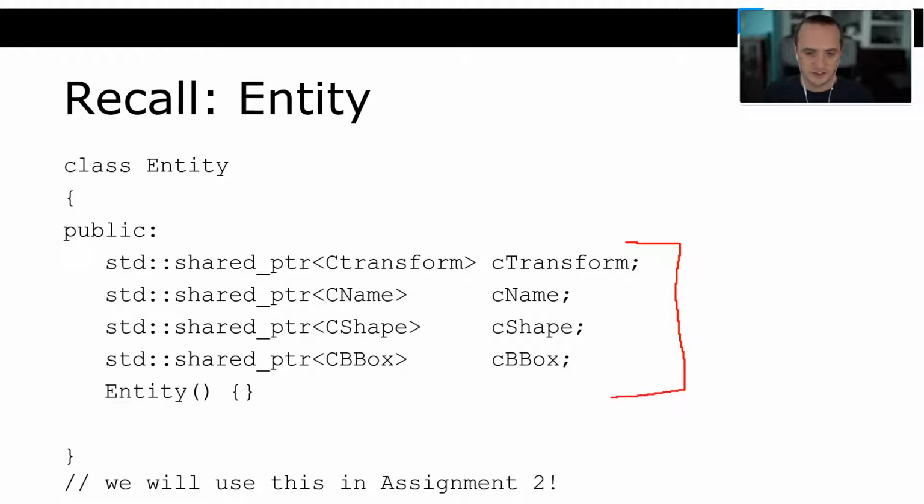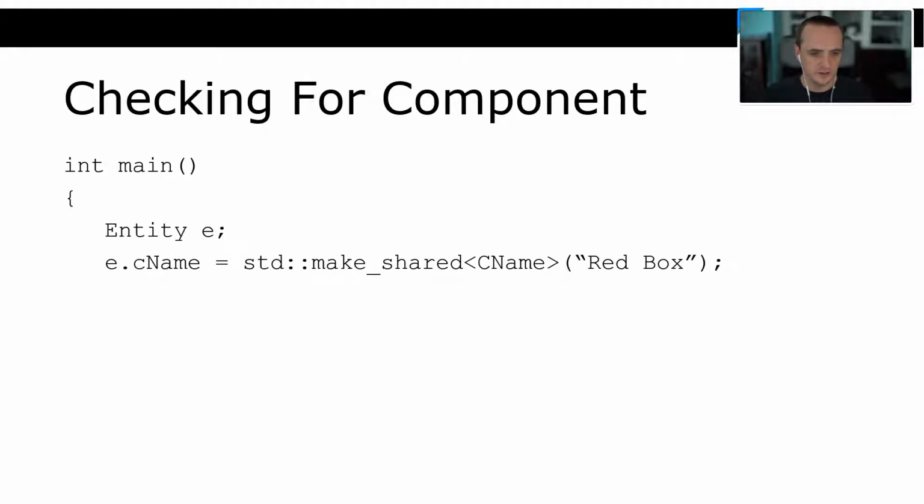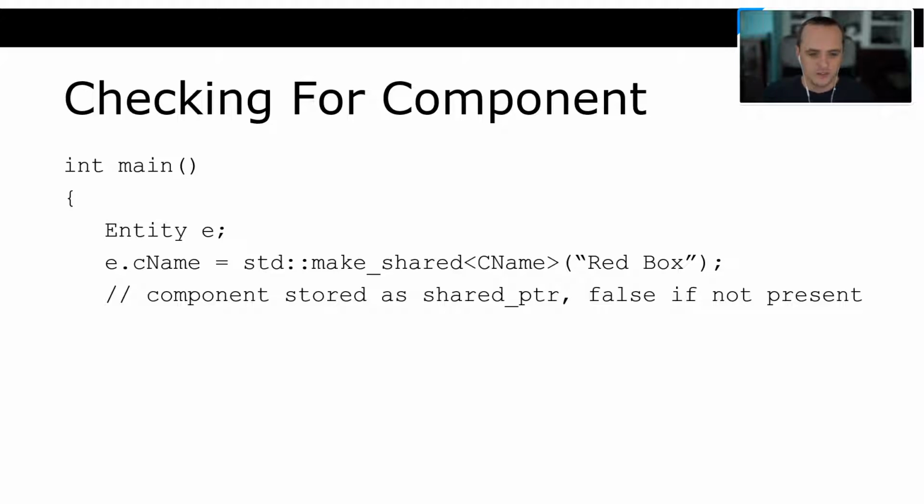Here's what the entity class looks like, right? So we can access the C transform, the C name, the C shape, all of those directly. So how would we check for a component then? Well, it's really simple. If we have an entity, so we're going to set up a new entity, we're going to add a name component to that entity, right? So this component is stored as a shared pointer.